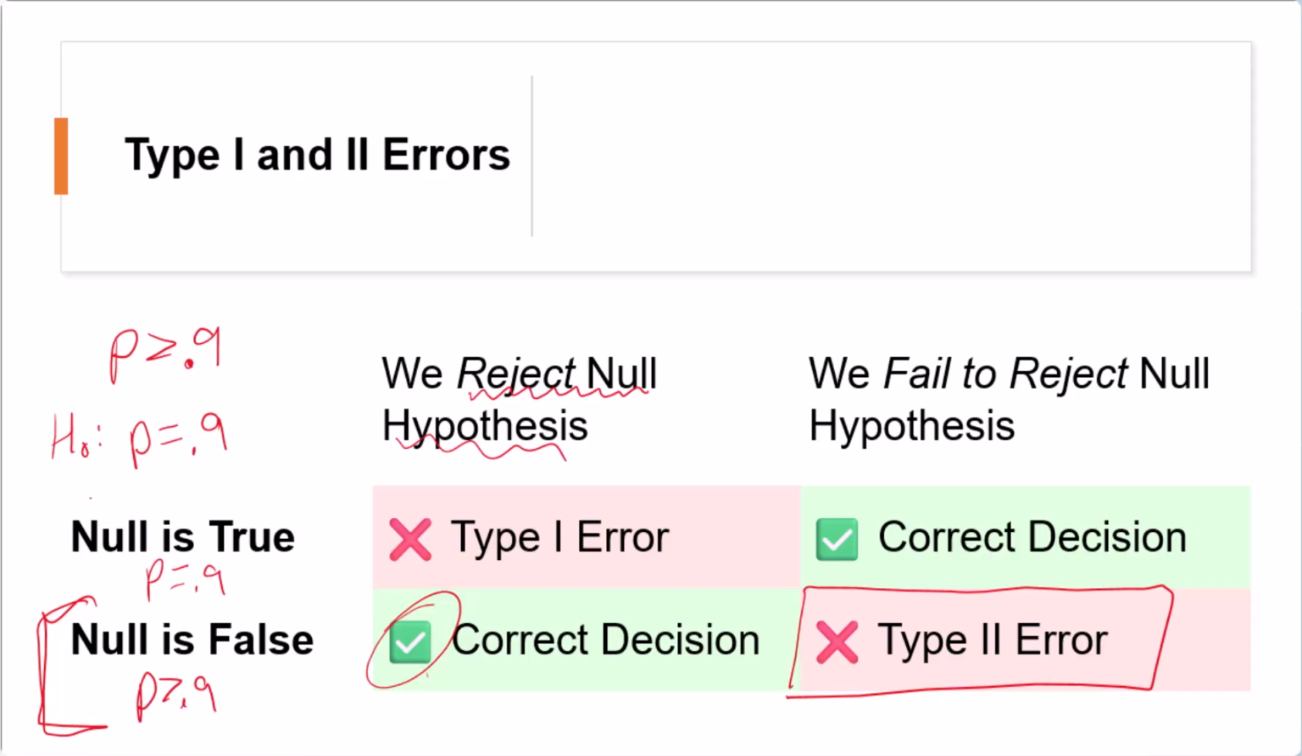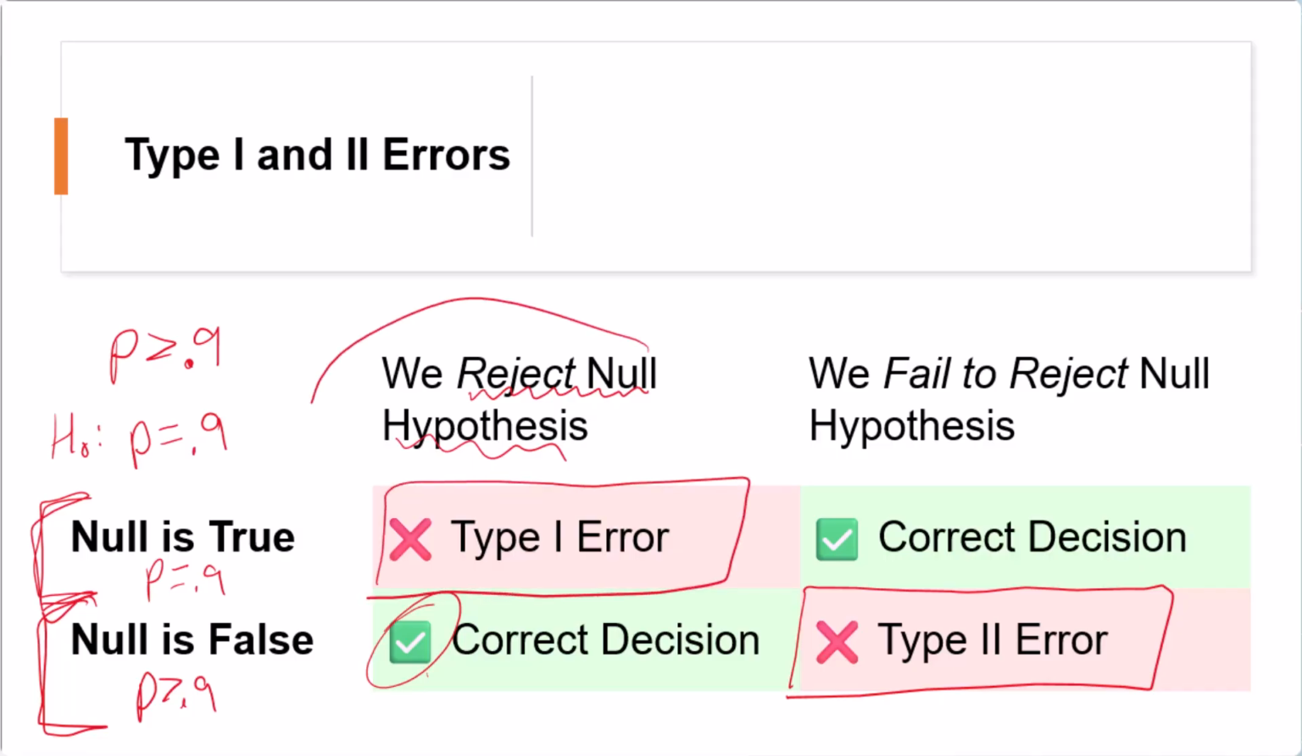In contrast, if the reality is that Colorado skiers and snowboarders don't wear their helmet more than the national average, so the null hypothesis is true, then the incorrect conclusion would be to reject the null hypothesis. So if we rejected the null hypothesis because our sample data seemed to indicate that P was greater than 0.9, so our sample data showed a higher proportion, this would lead us to the wrong conclusion. We would get a type 1 error.